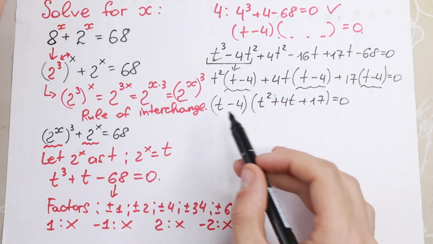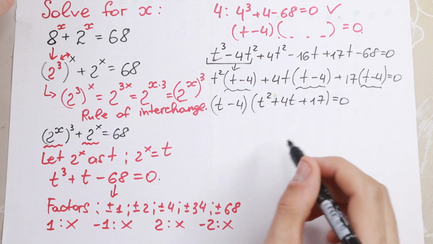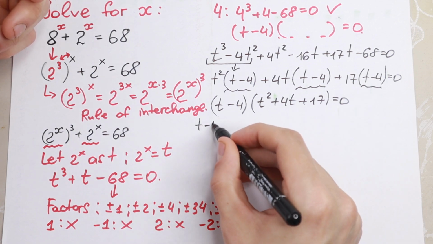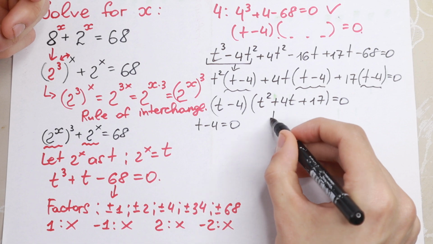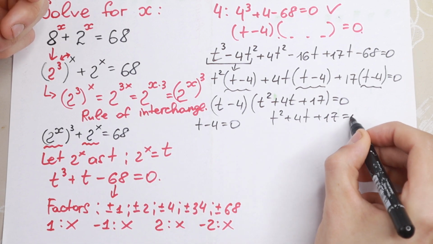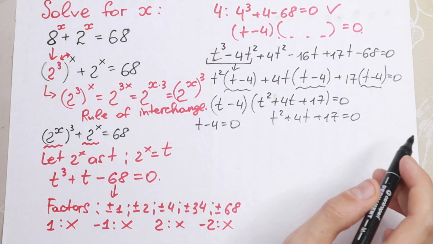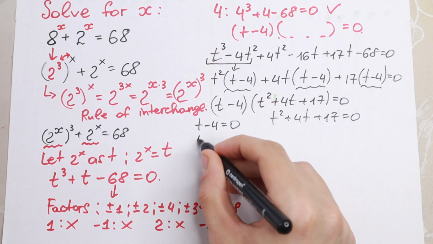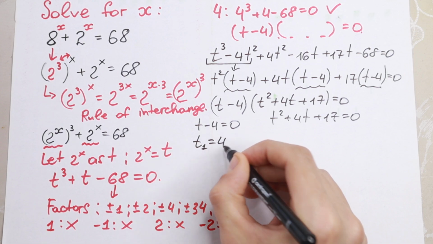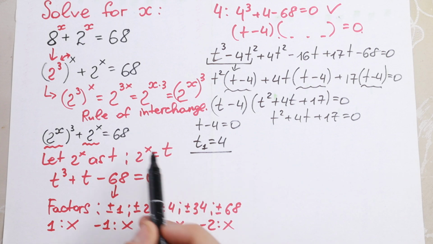So really good, because we factored it. Moreover, we have a product equal to 0. So first t minus 4 equal to 0, and the second t squared plus 4t plus 17 equal to 0. And right here we'll have all our roots. First root, take a look. t minus 4 equal to 0, so t first equal to 4. So this will be our first root, but using t. Later we change it using x.